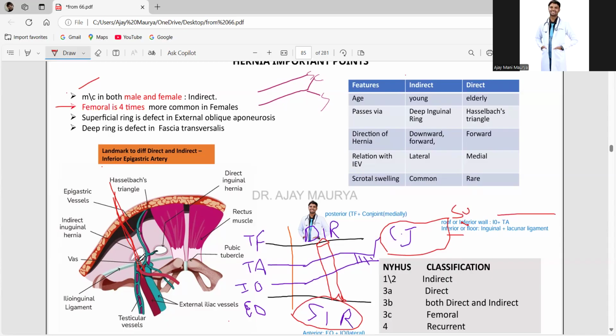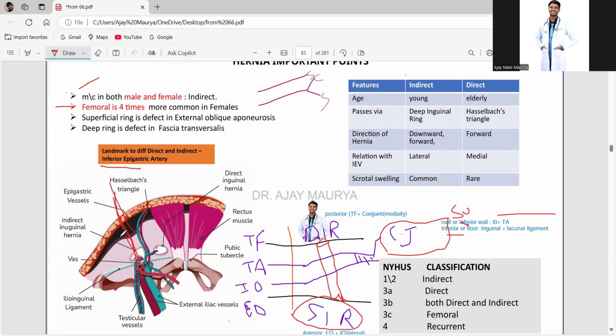When it passes through the Hesselbach triangle, then it is called the direct hernia. The landmark to differentiate between direct and indirect is the inferior epigastric artery only. If it is lateral to that, it is indirect. If it is medial to that, it is the Hesselbach triangle.